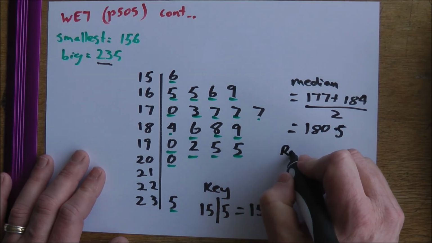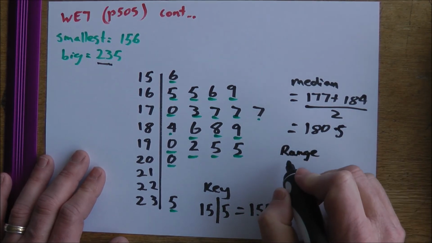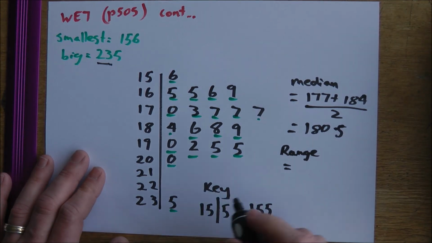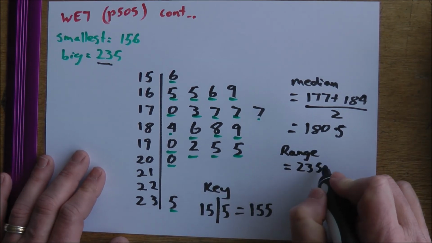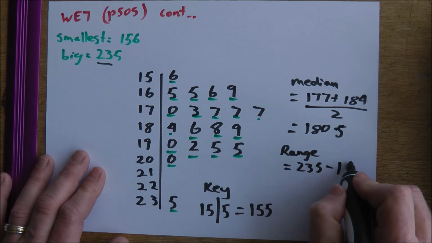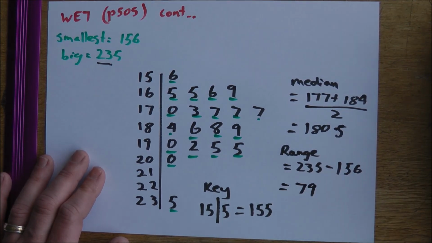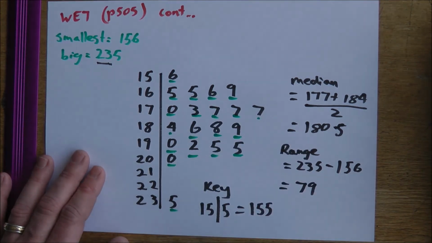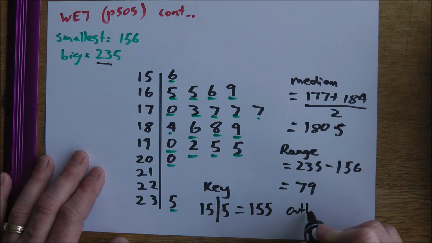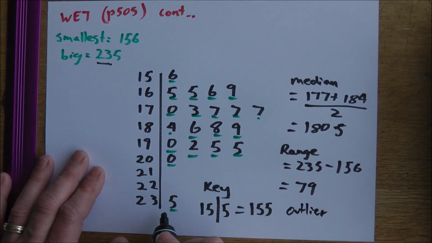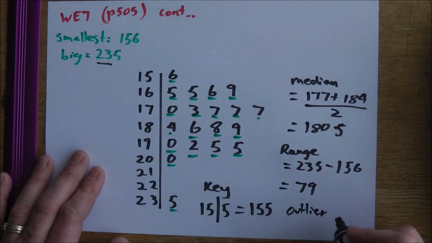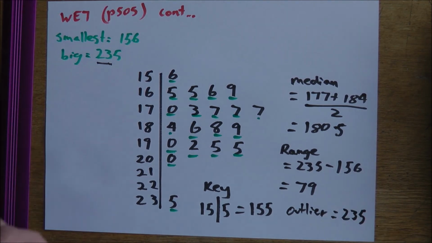Range, biggest minus smallest, so 235 minus 156 equals 79. So we had a range of 79 from our smallest number of visitors to the biggest. And outliers, well, this guy's clearly on his own, separated from everything else. There must have been something happening that day that made it a big day.